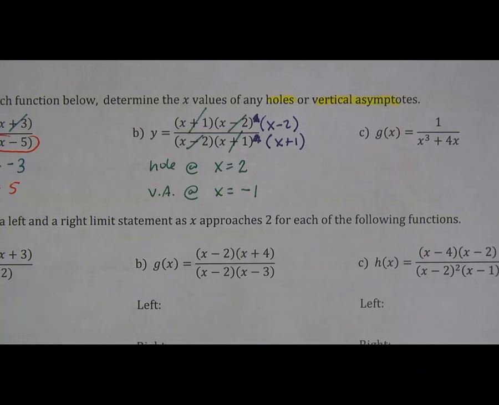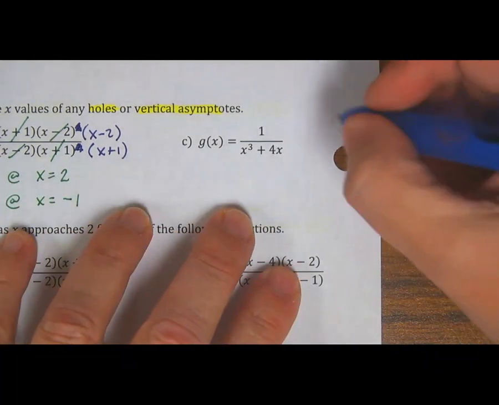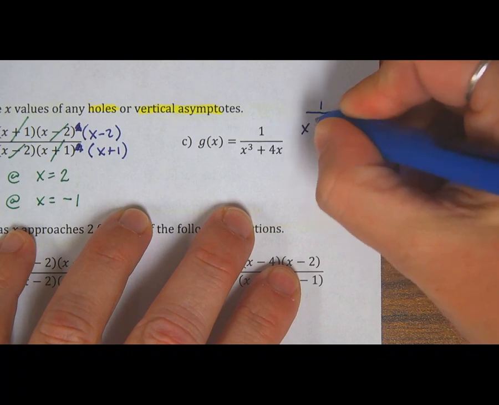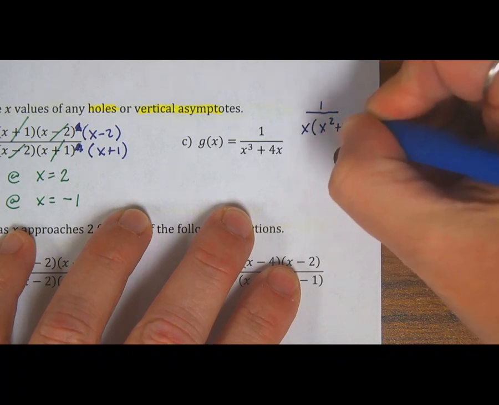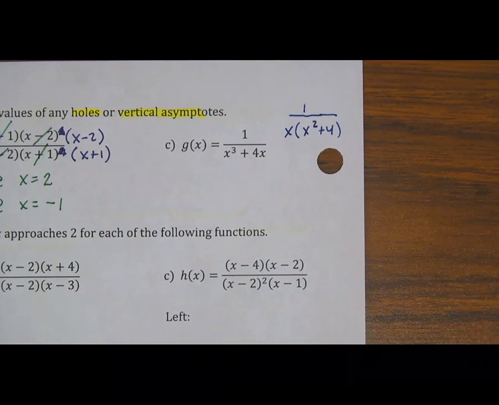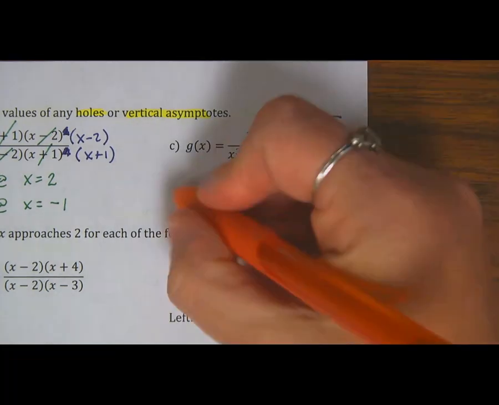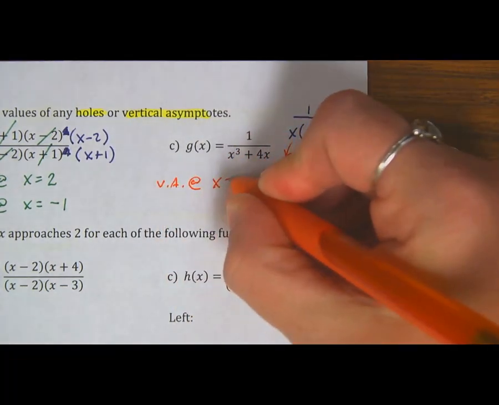Okay? The only difference that C has going for it is that the denominator is not factored yet. So take a second and factor the denominator. Is anything going to cancel? This graph does not have a hole. What would I never, ever want to plug in on the bottom? 0. So we're taking that factor, setting it equal to 0, and saying that's going to be a vertical asymptote at x equals 0.